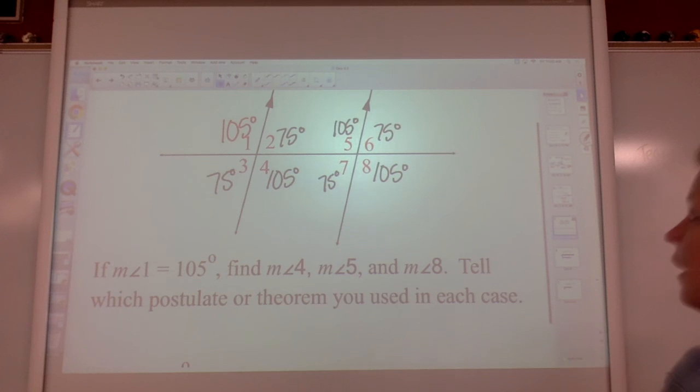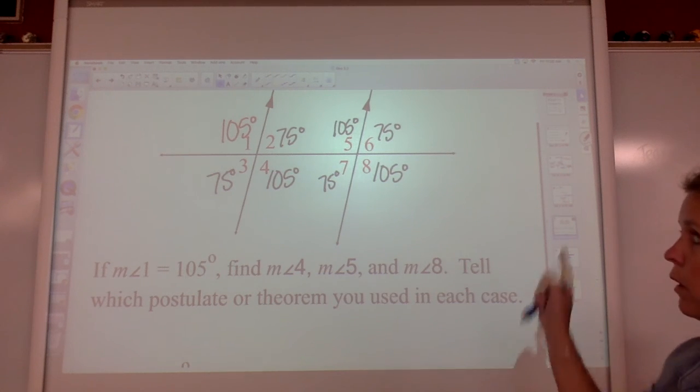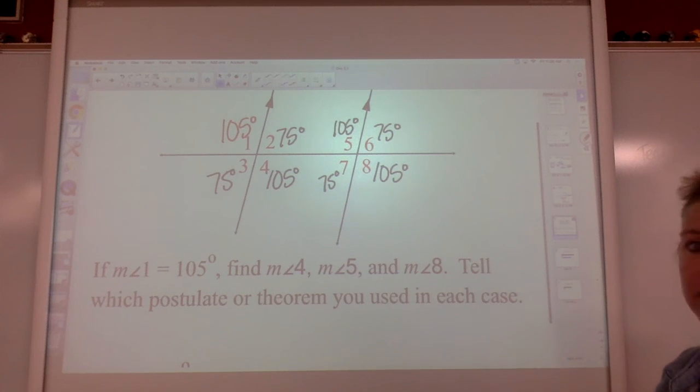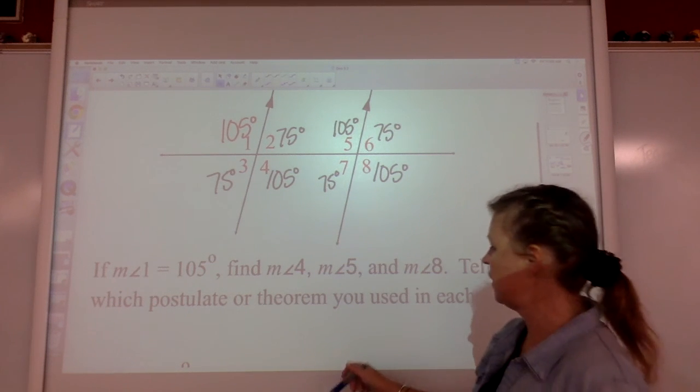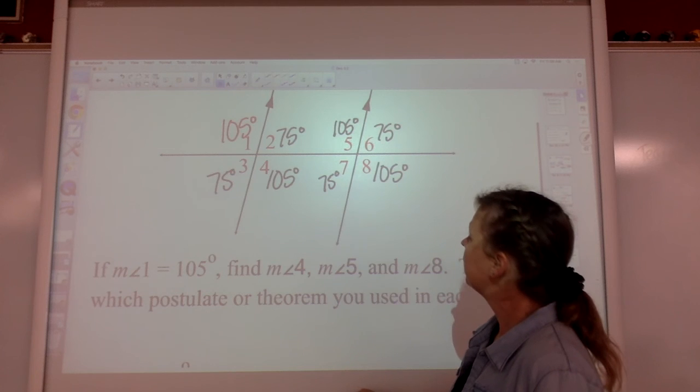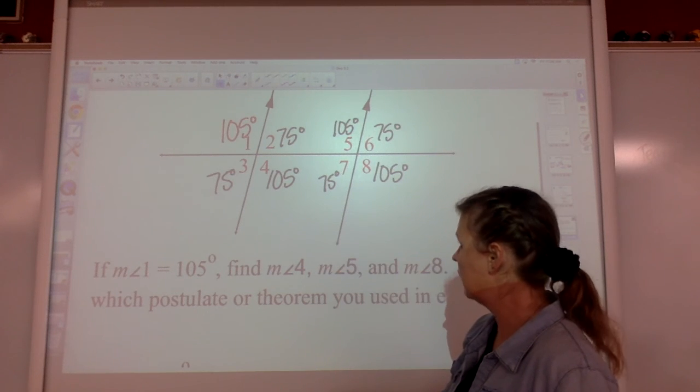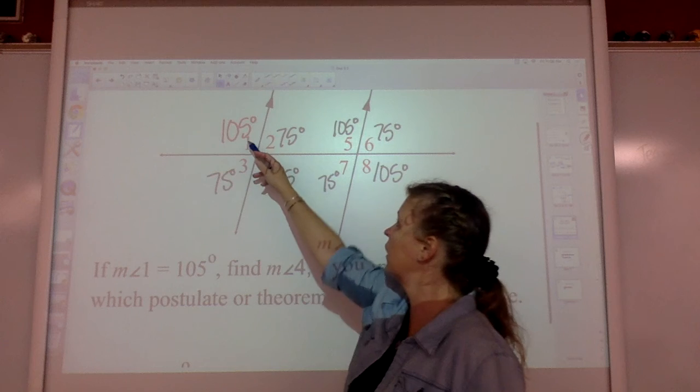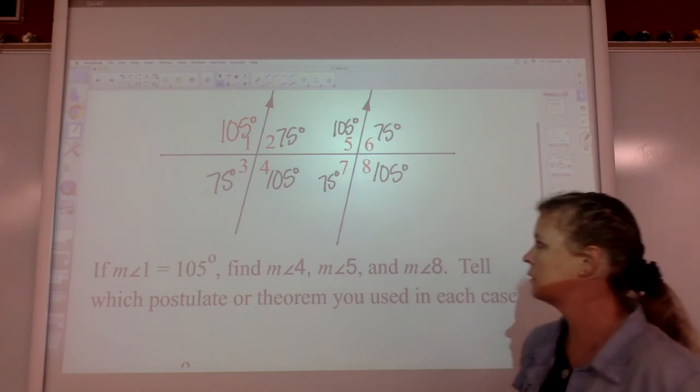Okay, we're back. I filled out all of the angles. 1, 2, 3, 4, 5, 6, 7, 8. Just went around 105, 75, 105, 75, 105, 75, 105, 75. Why is the measure of angle 4 105 degrees? Because angle 1 and angle 4 are vertical angles.